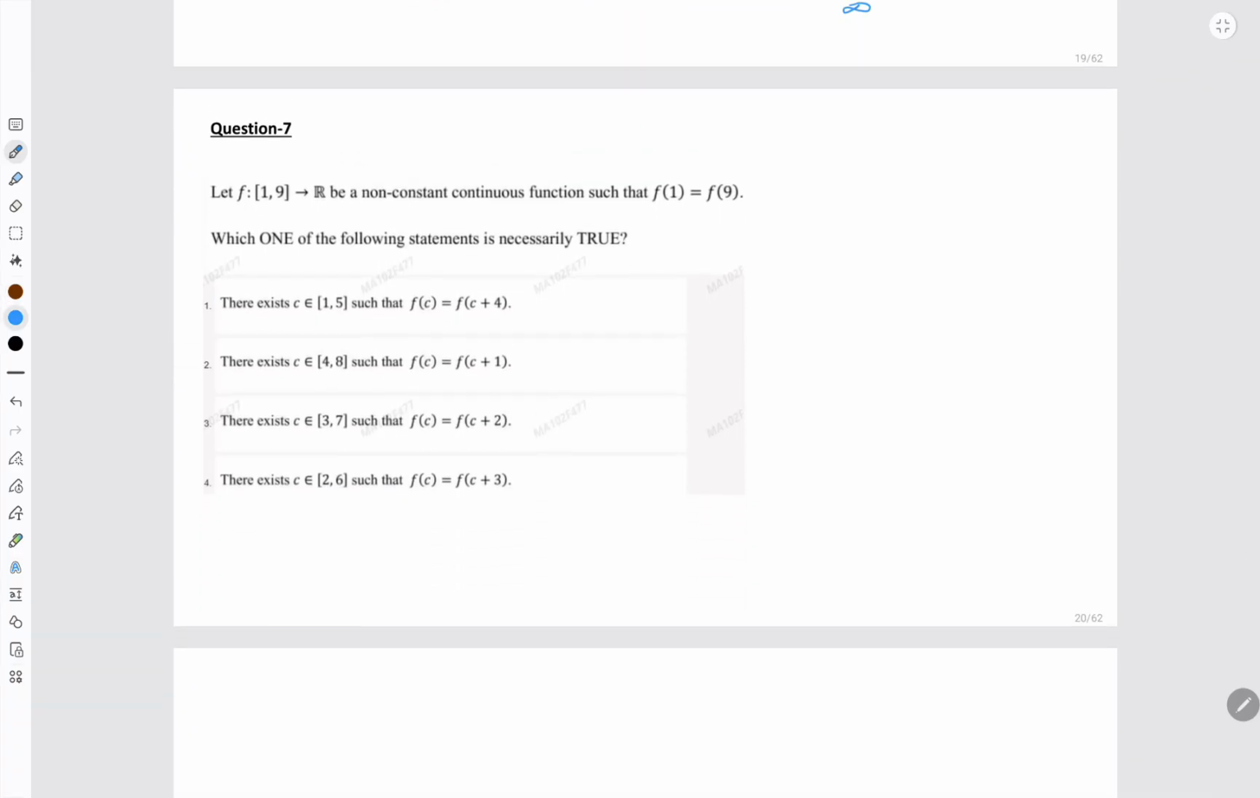Question 7, guys. What is question 7 saying? It has given us a function from the closed interval 1 comma 9 to the real numbers, and f of 1 and f of 9 are the same. So if this is 1, this is 9, this is f of 1 and this is f of 9, my function will pass through these points, and from Rolle's theorem I know that if two values are equal, then I can get an alpha between these two values such that f dash of alpha is 0, right?